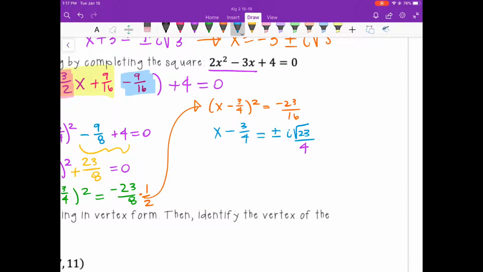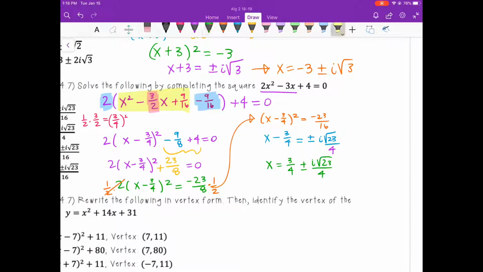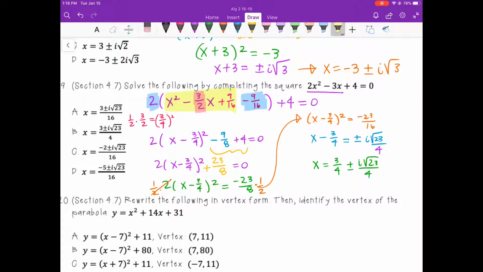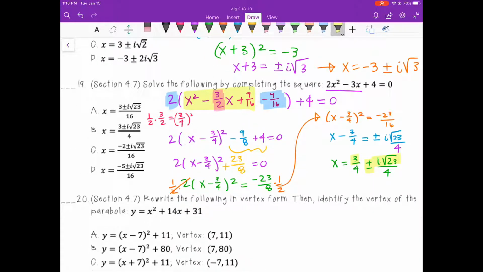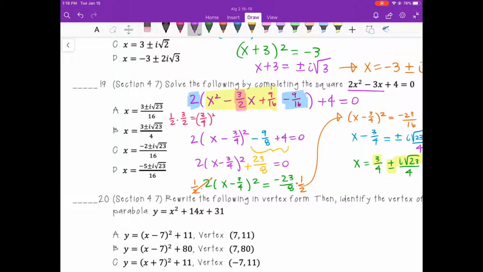Our last step to get x by itself is to add 3/4 to both sides. So, great news, it has a common denominator. I have technically 3/4 plus or minus i root 23 over 4. But since they have a common denominator, we can write that as one fraction, where our numerator is 3 plus or minus i root 23. Our denominator is just 4. So that is option B.